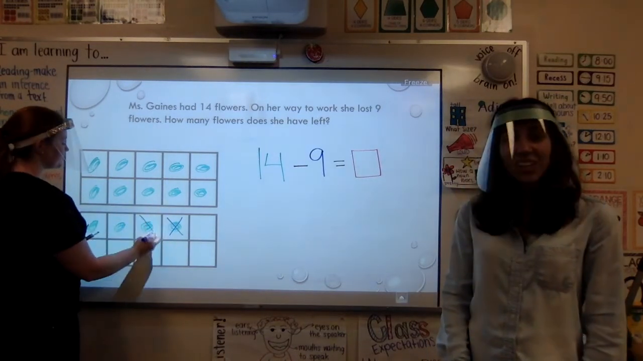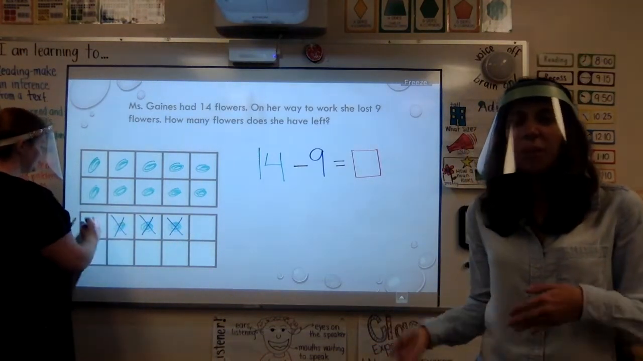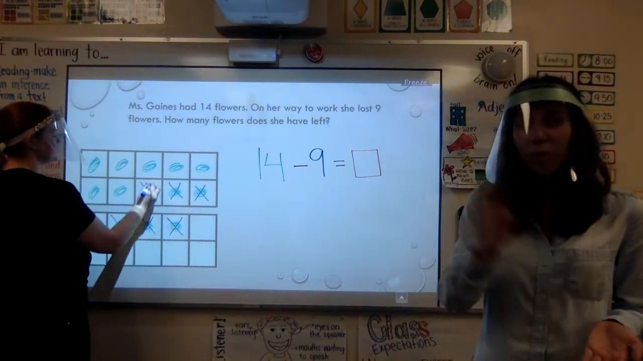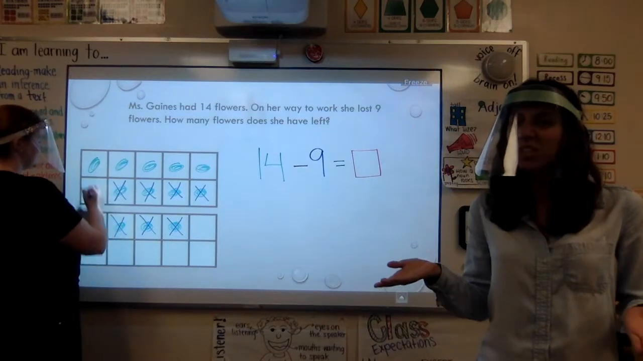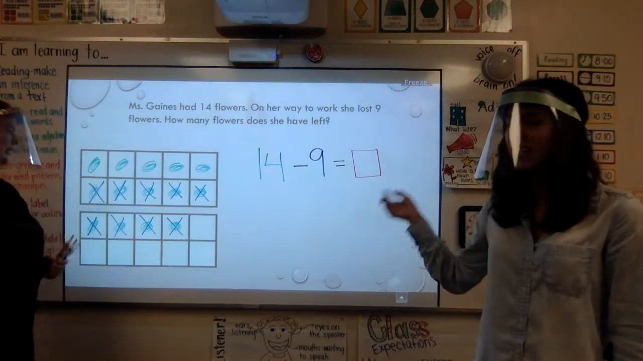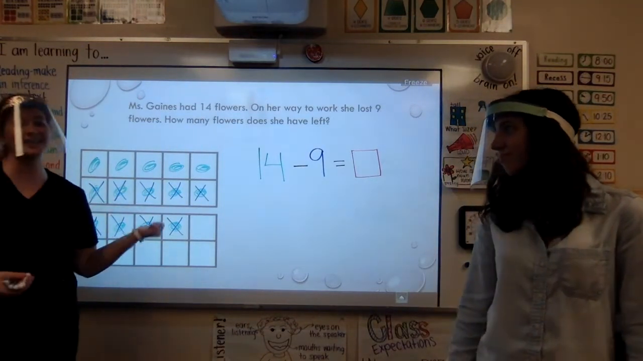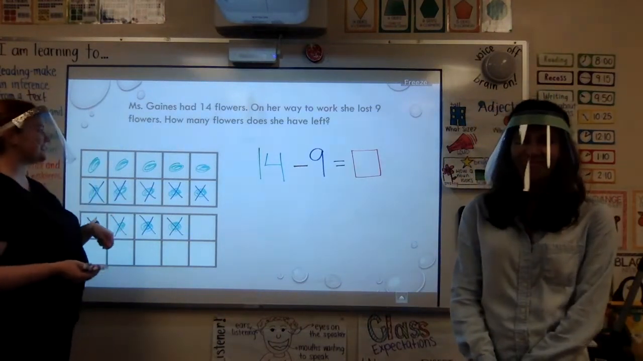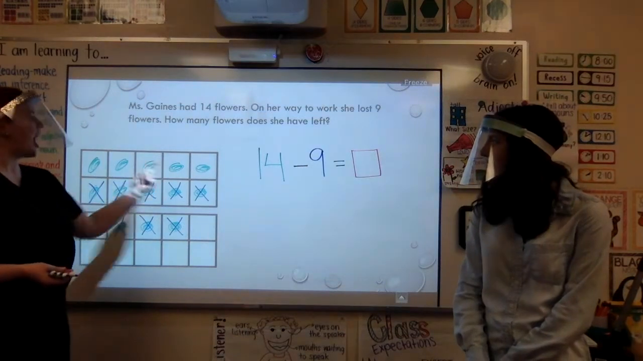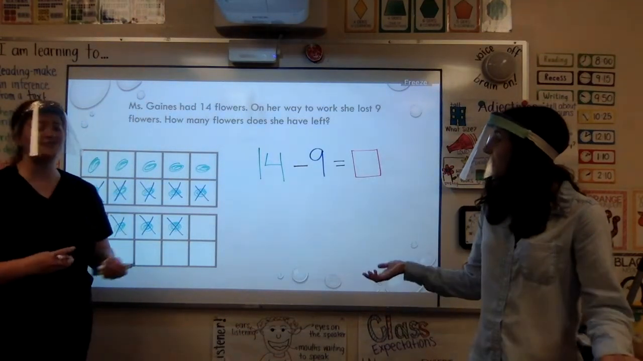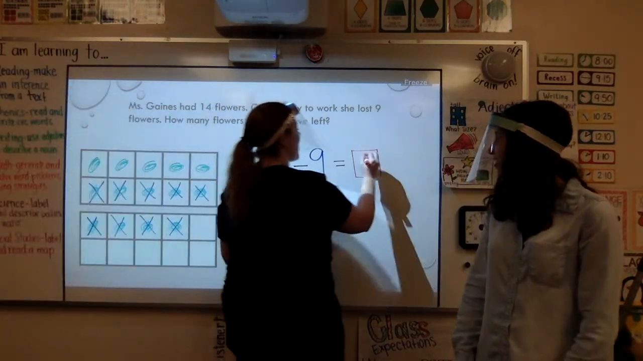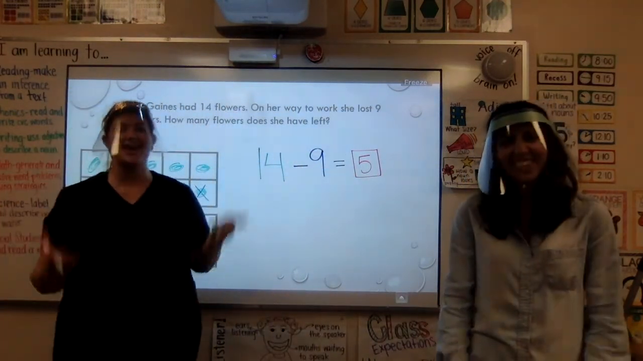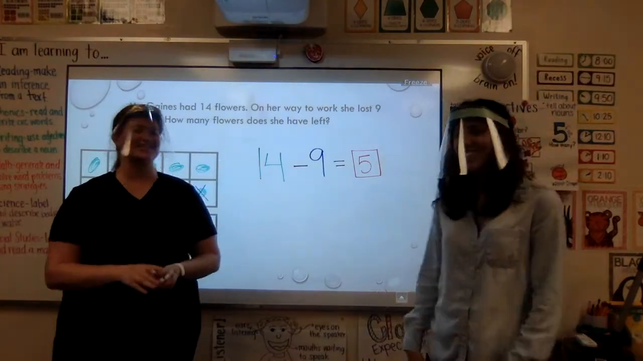1, 2, 3, 4. The X will also help Miss Lime go back and check and make sure that she crossed off 9. If you erase them, you might not be able to check to make sure that you took off the correct amount. That's right. I can go back and see. Yeah, I did cross off 9 pieces. Oh, and then Miss Lestico, I have 5 left. So my result is 5. Miss Gaines still has 5 flowers.